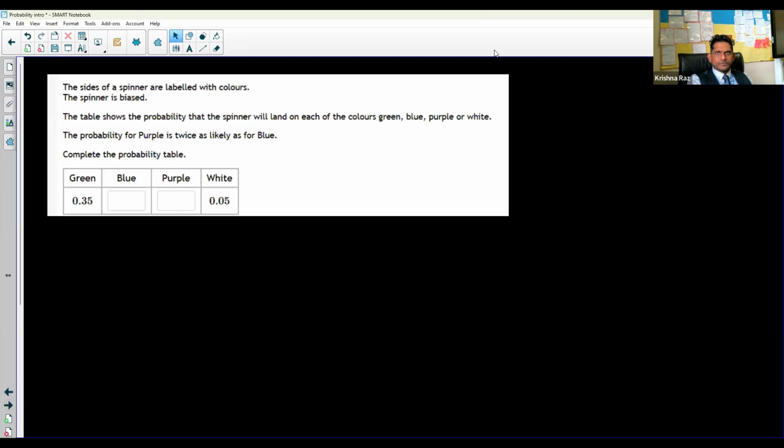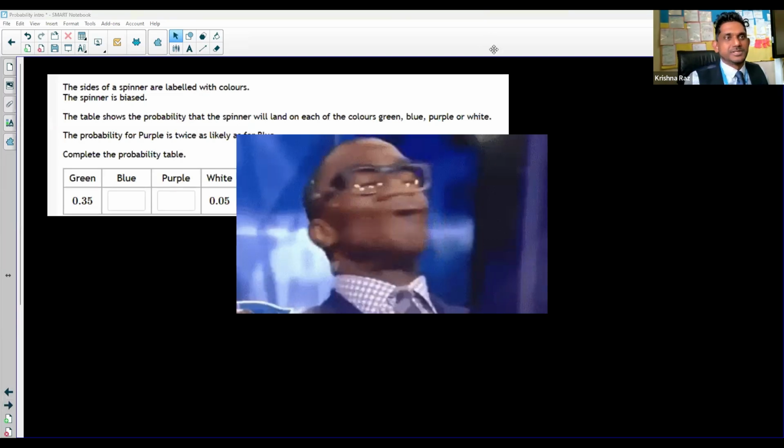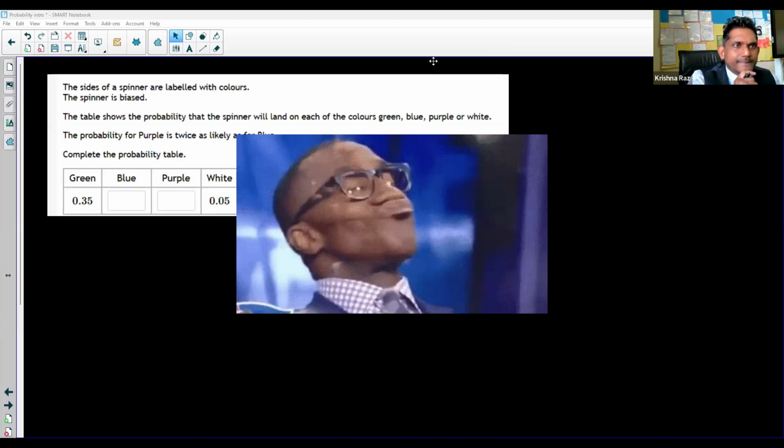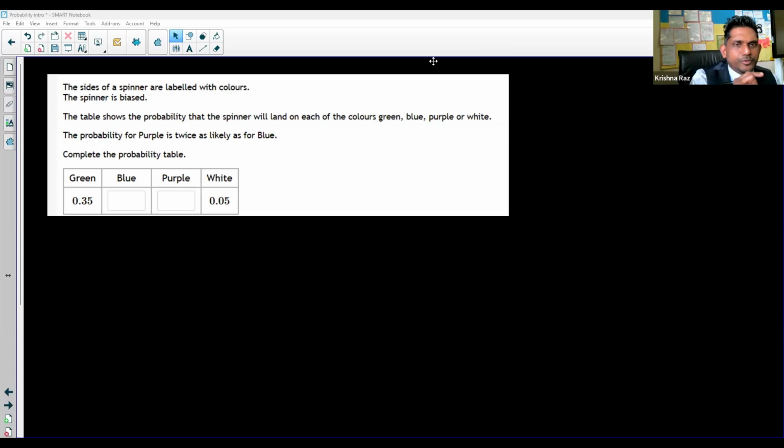Okay. Final question. So we're going to add some algebra to this one. So we have a spinner with 4 sides. And we've got the probabilities in the table. And it's told us the probability of purple is twice the probability of blue. So if the probability of getting blue is x, purple is double that, which would be exactly 2x.